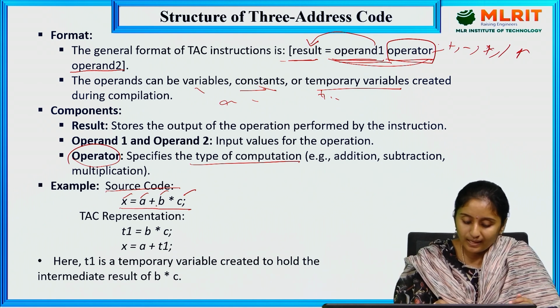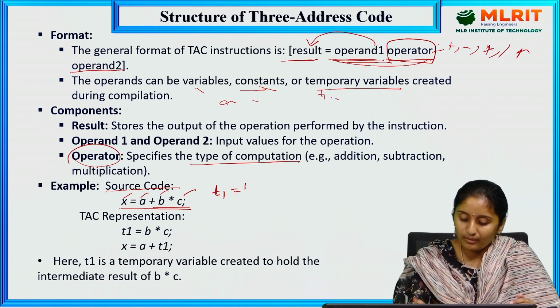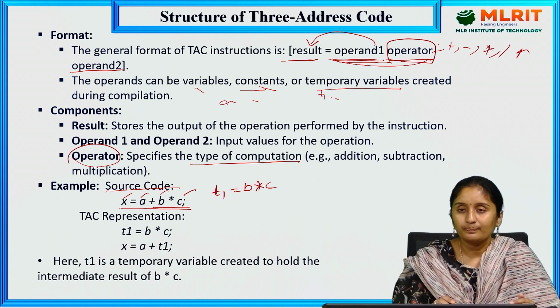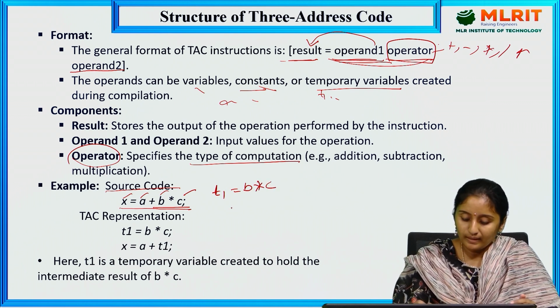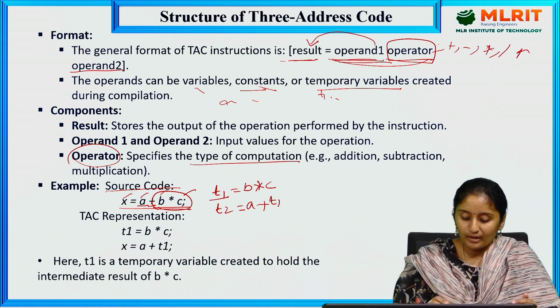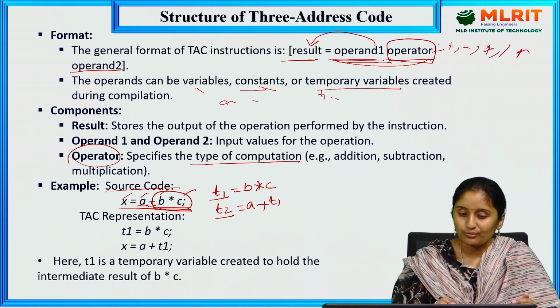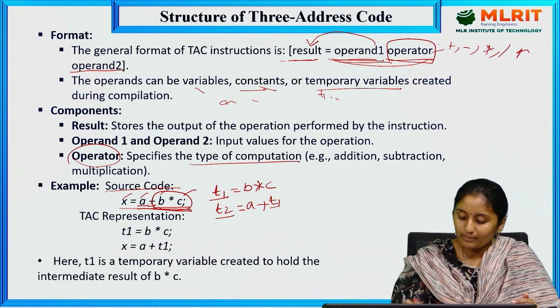So what is having the highest priority here? B into C. So let me take one temporary variable for B into C. Now T2 is equal to what I'm having here, A. What type of operator am I having? Plus. So B into C, where is it stored? In temporary variable T1. Now the whole thing is stored in T2. See here, T1 is nothing but B into C, so A plus B into C, and the whole thing is stored in T2.